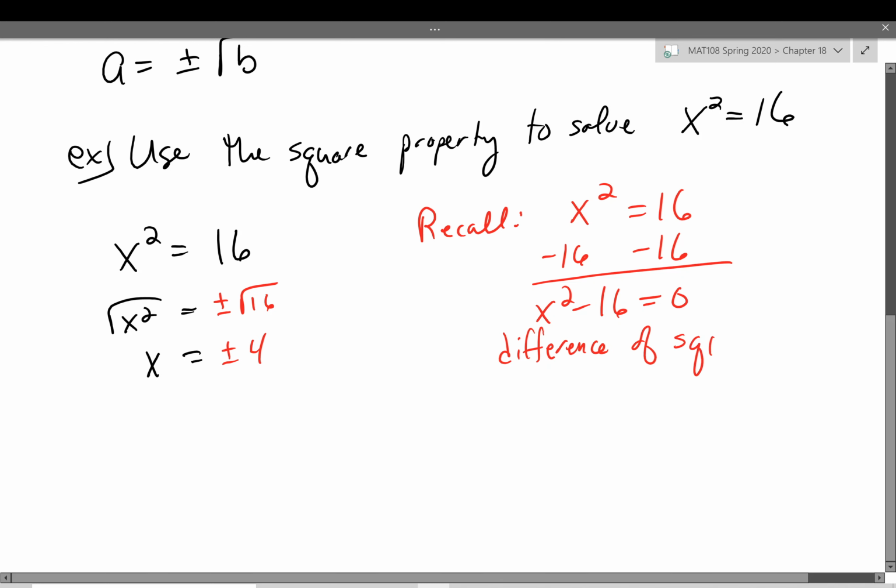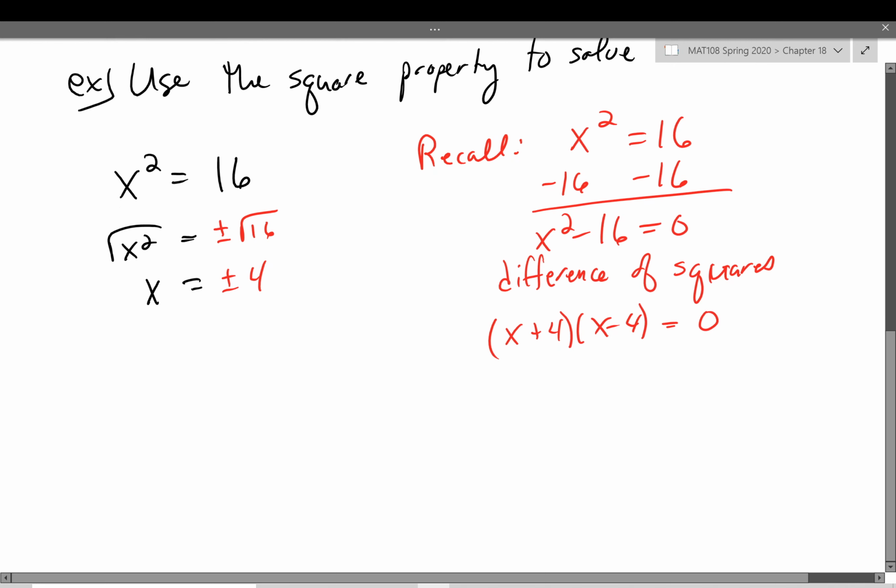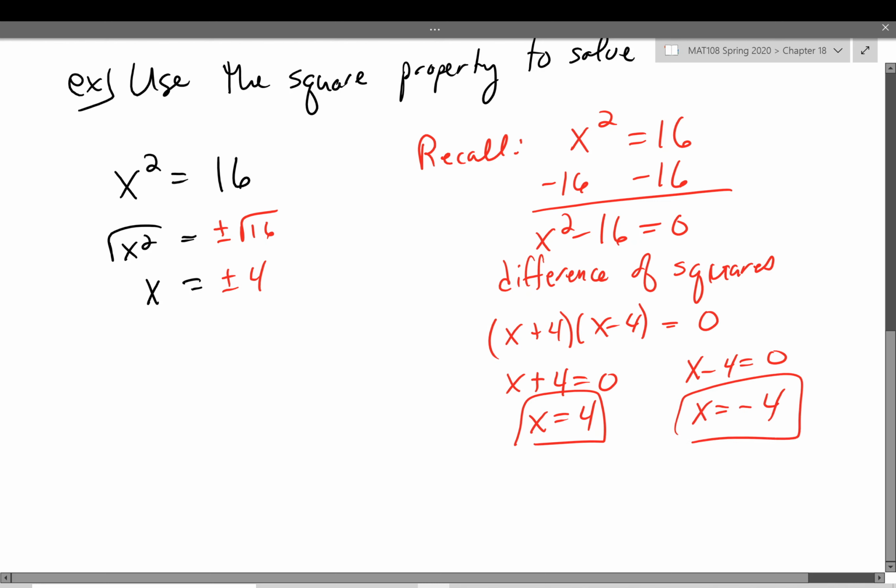of squares. Okay? That's the difference of squares. Which means I can factor this down into x plus 4 and x minus 4 equals 0. And hopefully now you see where the plus or minus 4 is coming into play. Because when I apply that zero product property and solve for each of these, I get x equals positive 4 and x equals negative 4. And that is why we get the plus or minus 4 there, okay?